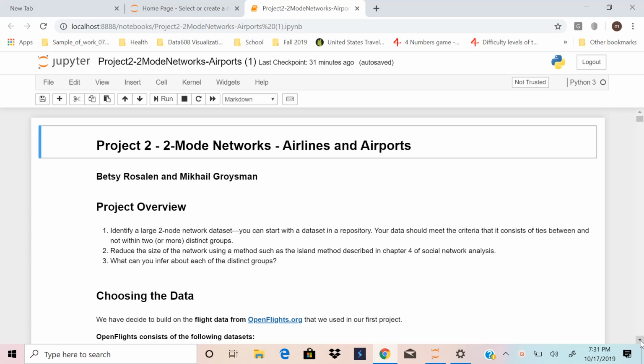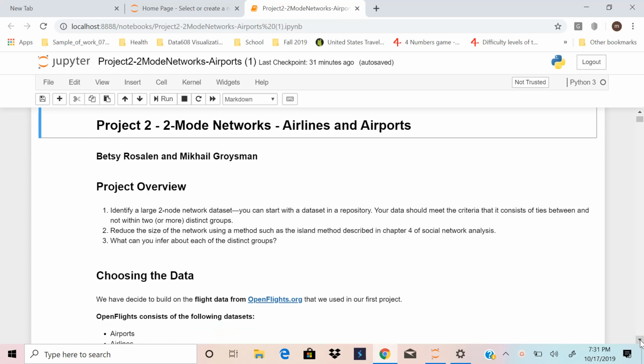So let's go over the project overview. Basically, we need to create a two-mode network dataset. We take it and use it to create our graphs and do our analysis. We also have to apply the island method to shrink our dataset, and look at those two different groups, how they behave, and what the top drivers behind those groups are.